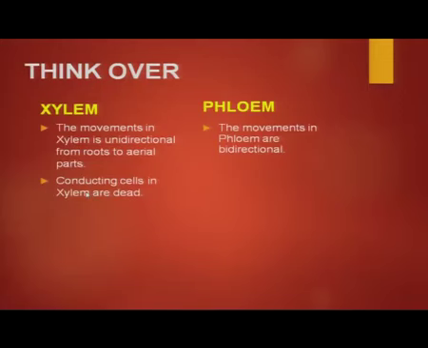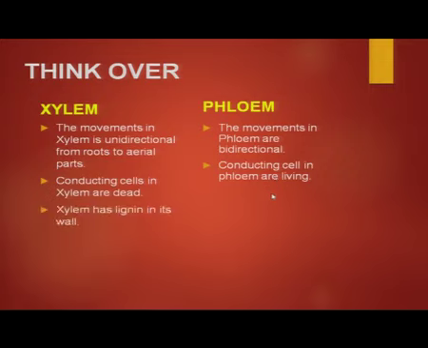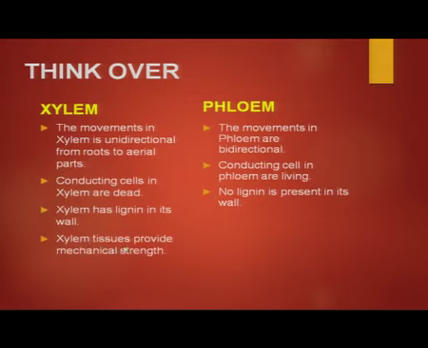Okay. Moving on, we see that in xylem the conducting elements are tracheids and vessels, and they are dead, while in phloem the conducting cells are sieve tube cells and they are living cells. Xylem has lignin in its wall, while no lignin is present in the phloem, and since lignin is present in xylem, it provides mechanical strength. However, since no lignin is present in the phloem tissues, it does not serve to provide mechanical strength.